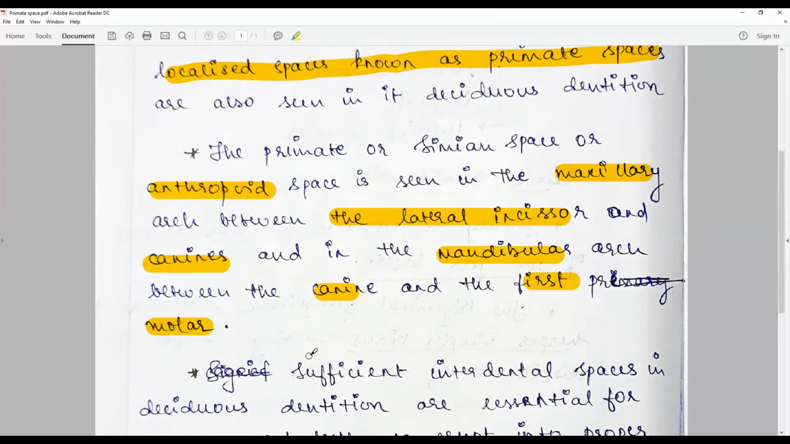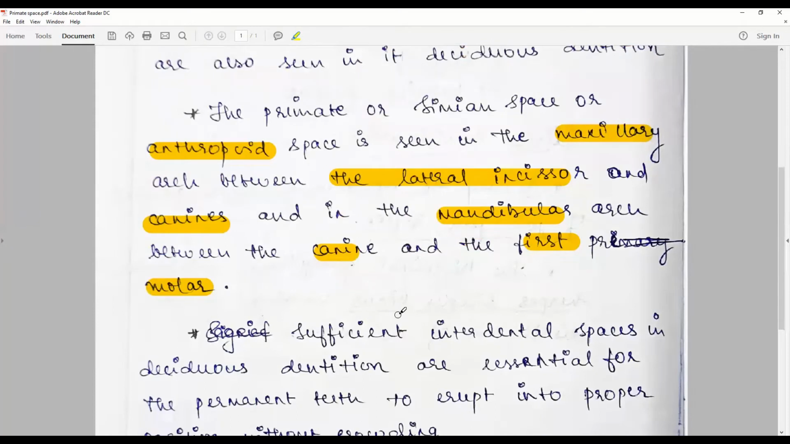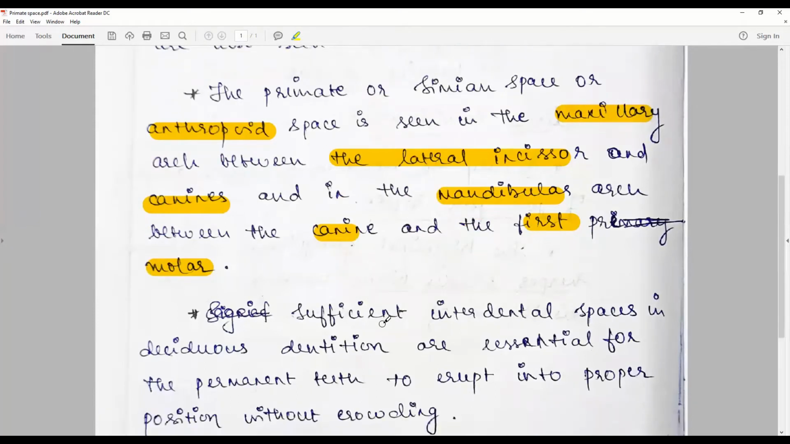So that space is retained in evolution and utilized by the permanent teeth to come into position, because we don't need very prominent canines. So this persists in the deciduous dentition as a minor space, which varies from 0 to 4 mm depending upon the child.